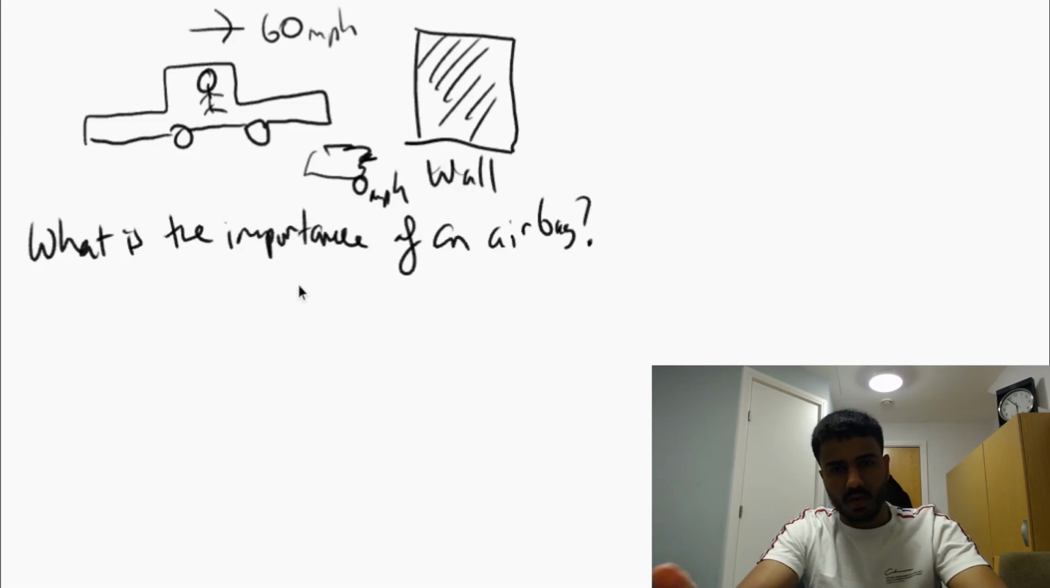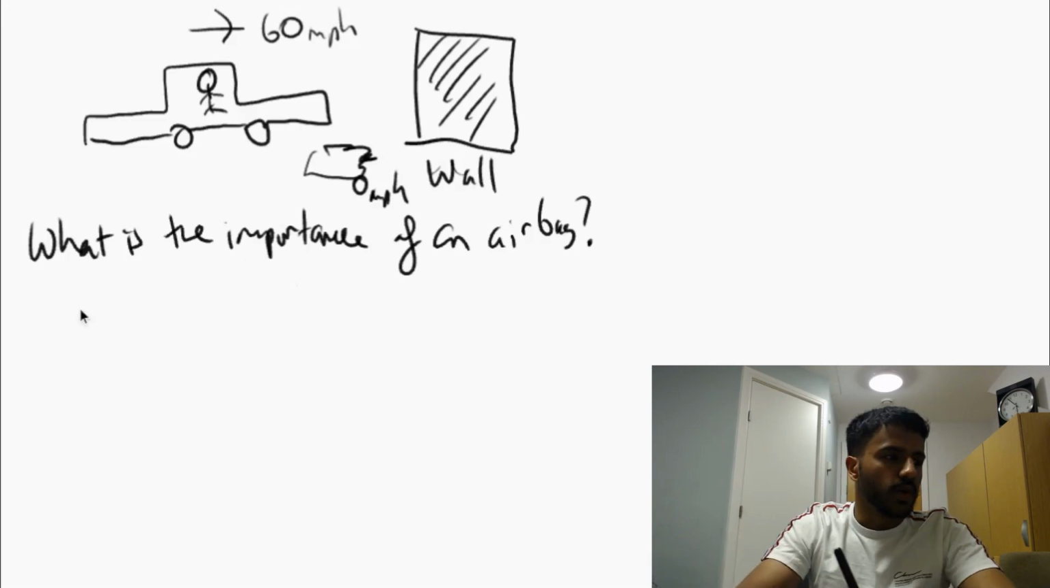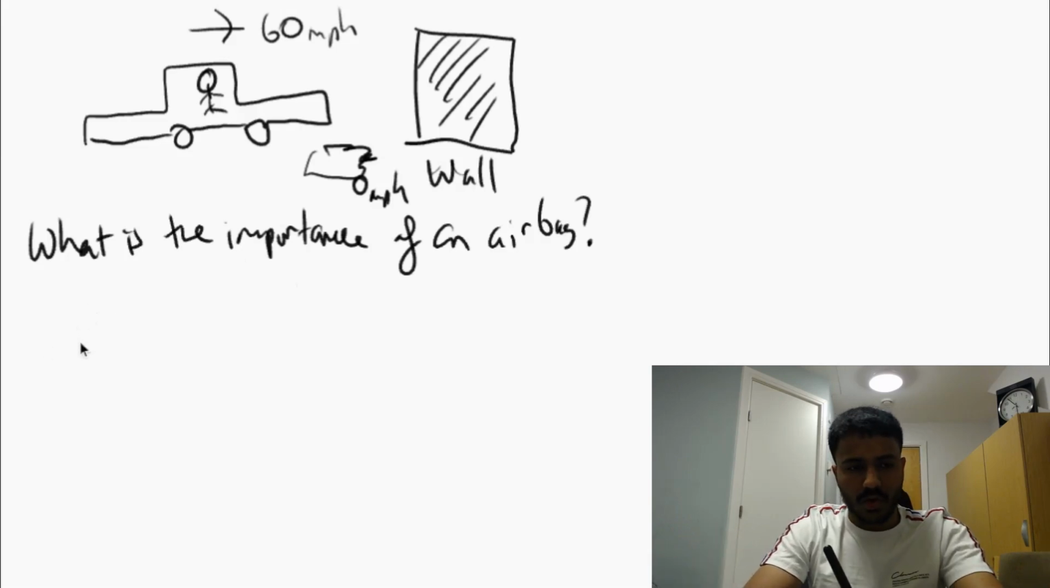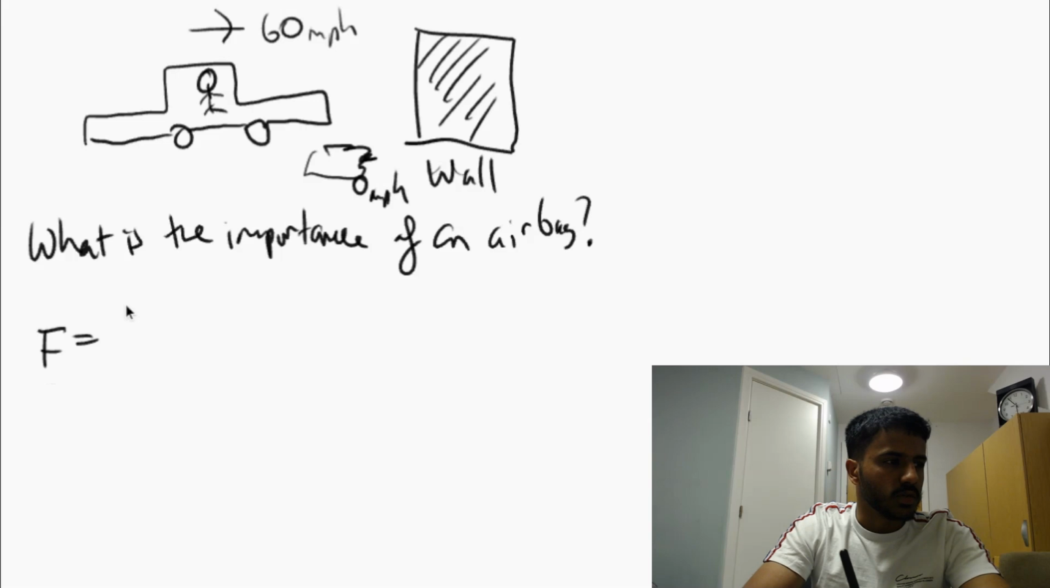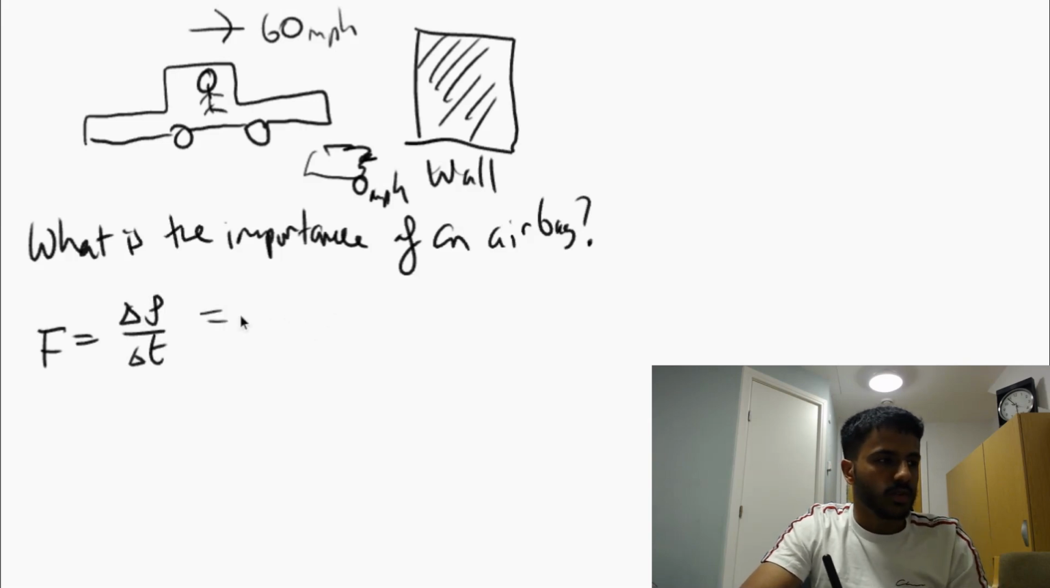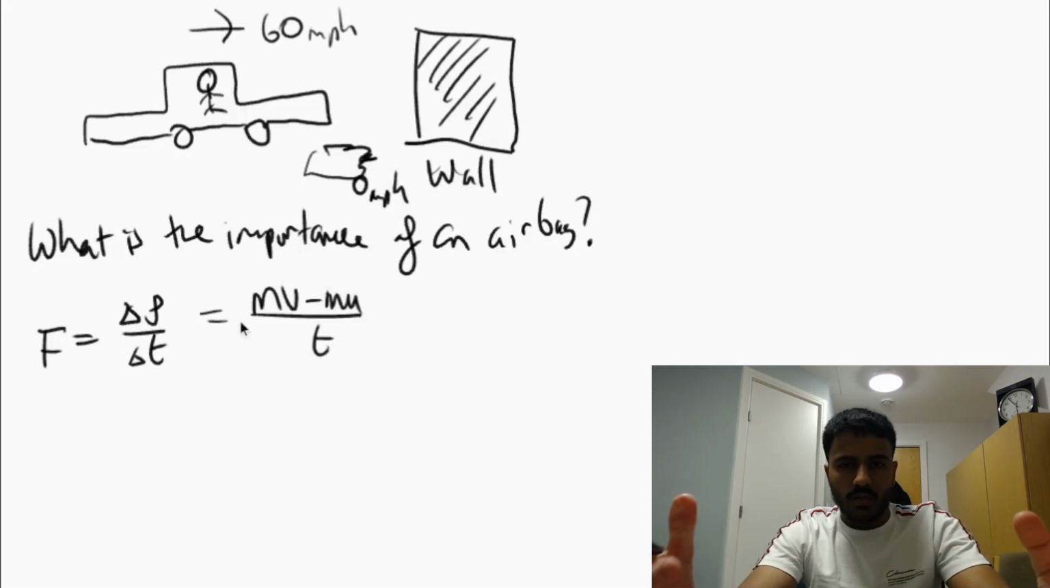So we can therefore say that it has a change in momentum, it has an impulse acting on the car because it changes speed. And we know that the force exerted on the body is equal to the impulse over time. So we can say that the force is equal to change in momentum over time, which is therefore equal to mv minus mu over t.